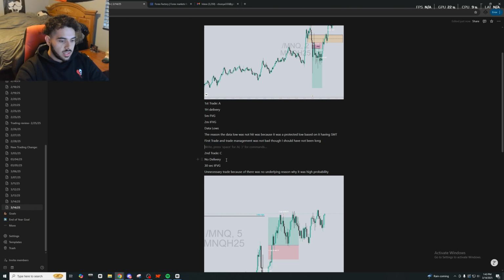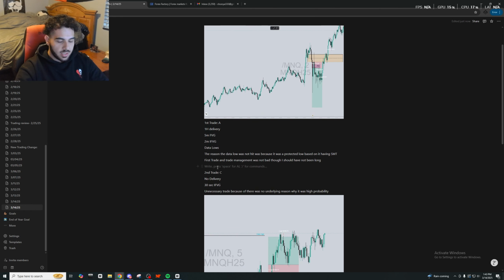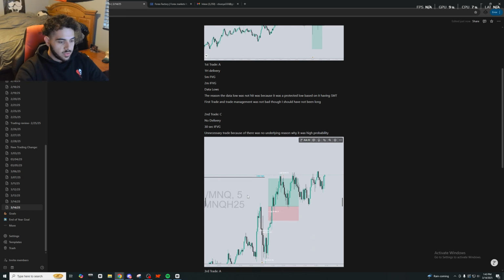Okay, second trade was not the best. I didn't even show the entry because if you look at the higher time frame, there's no reason to enter. So no delivery, 30-second IFEG. Yes, we were underneath the hourly fair value gap. However, at this point, we were not in much of a premium. So unnecessary trade, whatever, gonna move on.